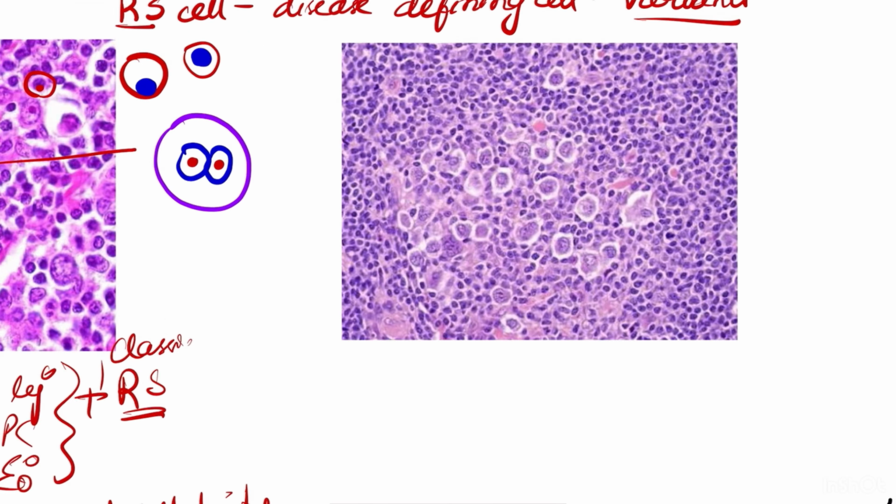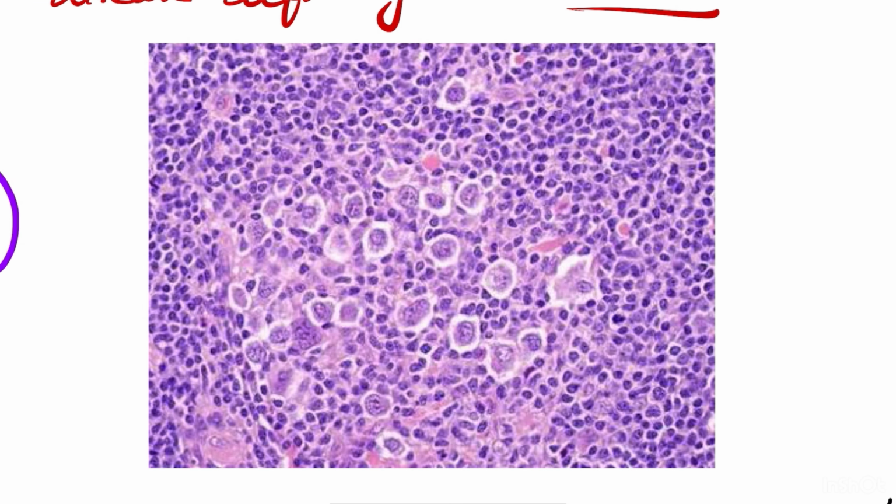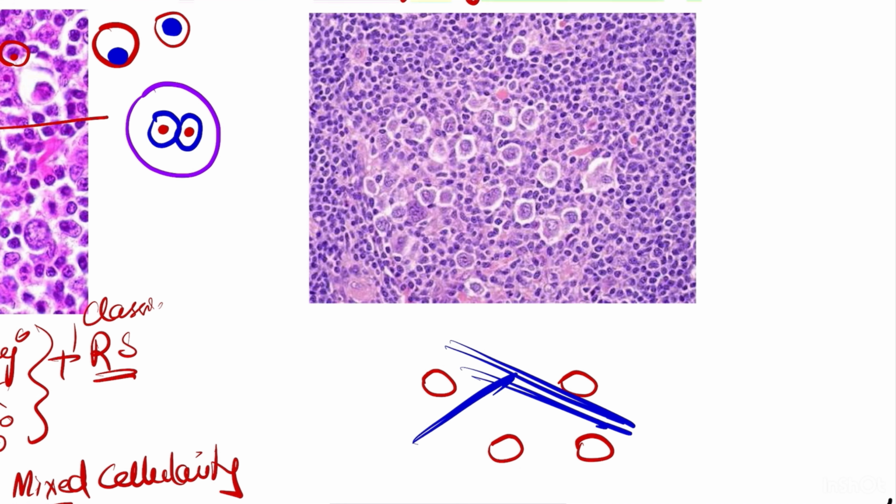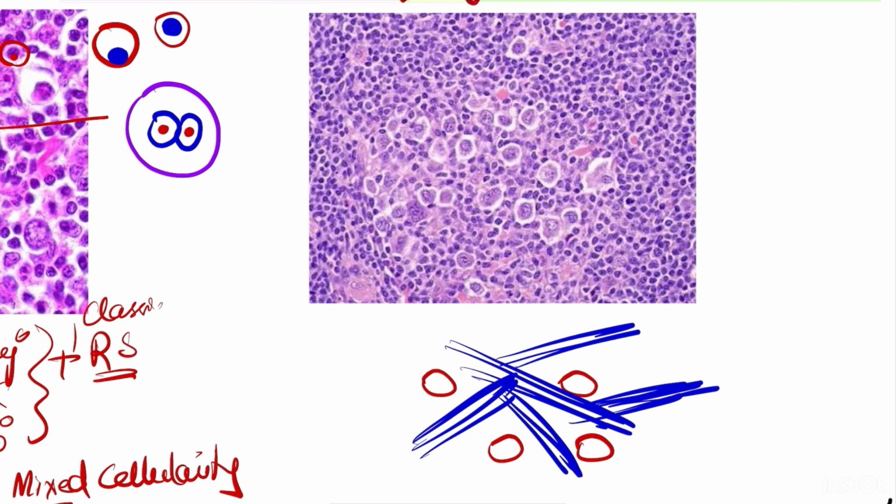Coming to the second image, here also there are RS cells present. The classical RS cells are present here, and the background also shows mixed inflammatory cells. The difference here is, for example, these are the RS cells. These are the RS cells. There will be dense fibrous bands in between these cells, fibrous bands around the cells, and this mixed inflammatory background. All the inflammatory background will be present.